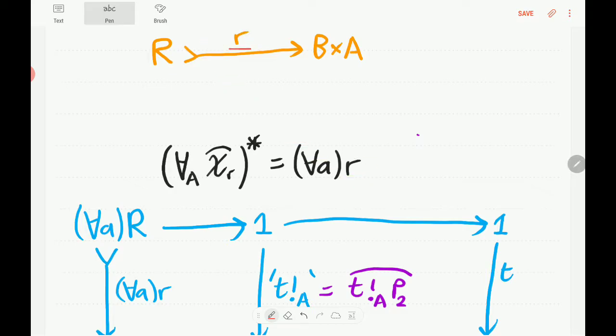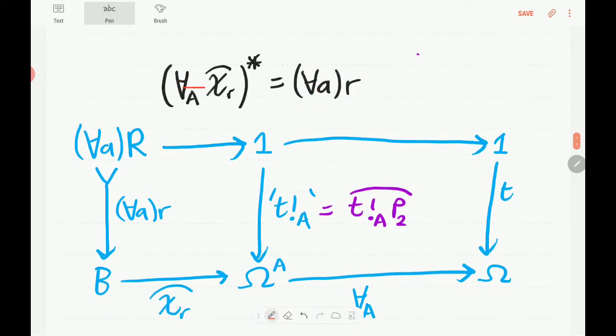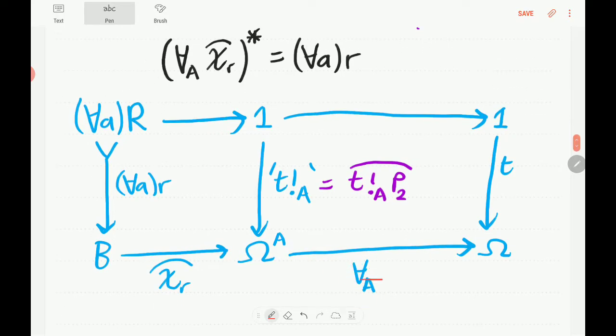So consider a relation R on B times A in Set to the power of C. What we're really interested in is this thing which is sometimes called for all little a R. And this is really just shorthand for this: the subobject classified by for all subscript capital A after the transpose of chi of R. And here for all subscript capital A is the classifying arrow of the name of true after exclamation mark A.